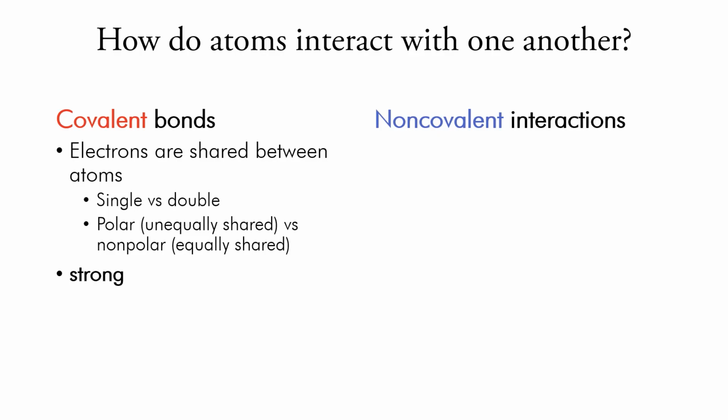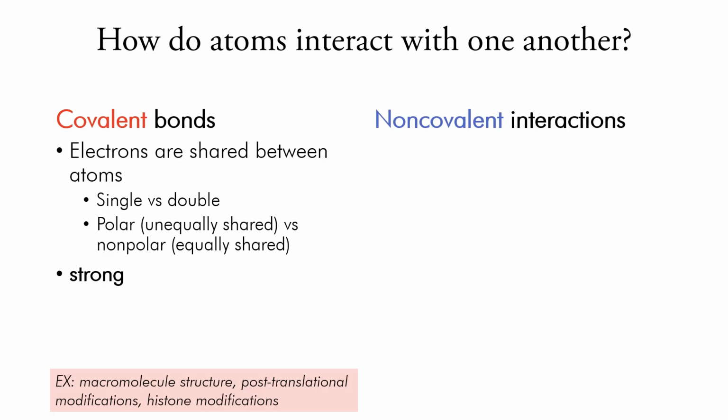All of our covalent bonds are really strong. These atoms are not letting go of their shared electrons. And so you'll see covalent bonds in any kind of structure of the macromolecule, and in some post-translational modifications, actually all of them, I think. You'll see them in histone modifications. We'll get to the histone modifications later on in this unit.